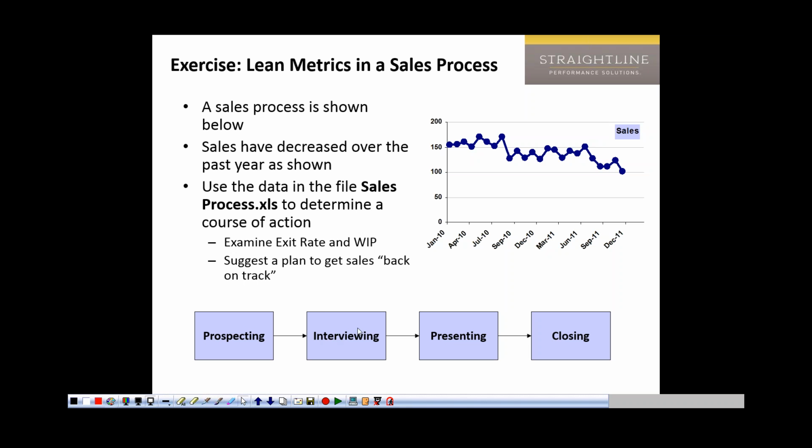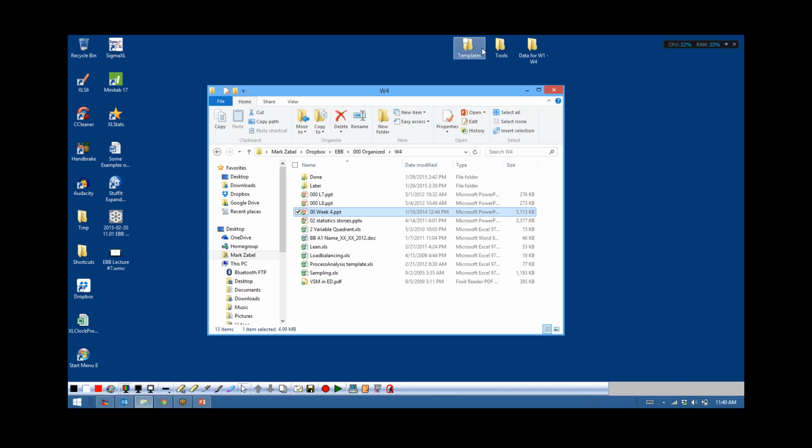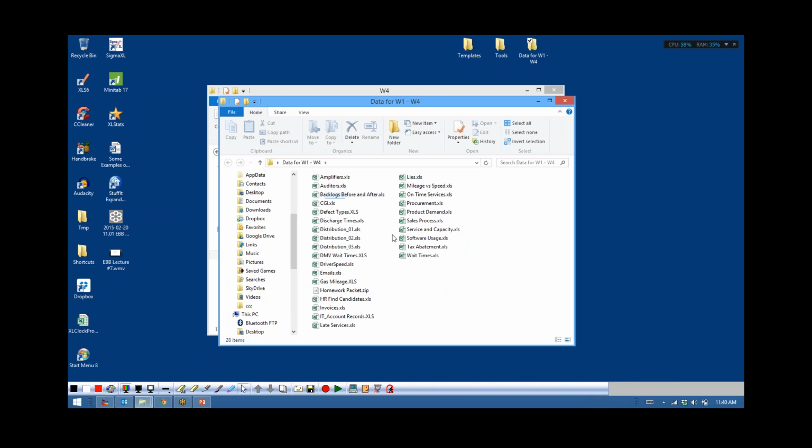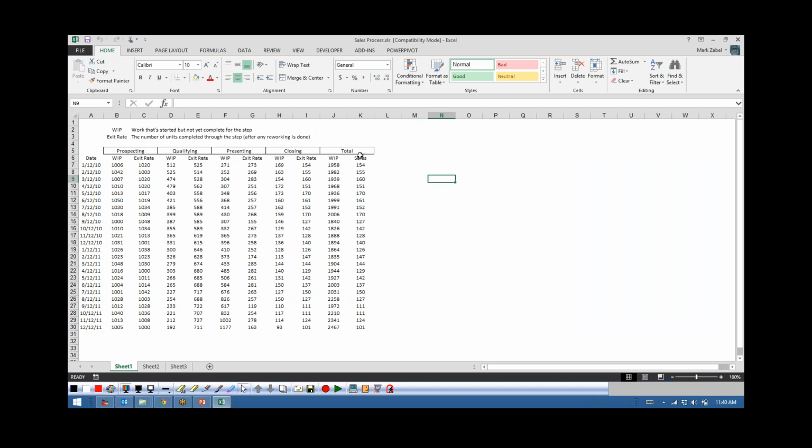So what happens if we get some data on exit rate and on WIP, using our example to do that? That's what's shown in the data here. Let's see, where are we? Sales process right here. So for this particular problem, here's what you're looking at. You're looking at the sales. These are the two columns that you were looking at in that graph.